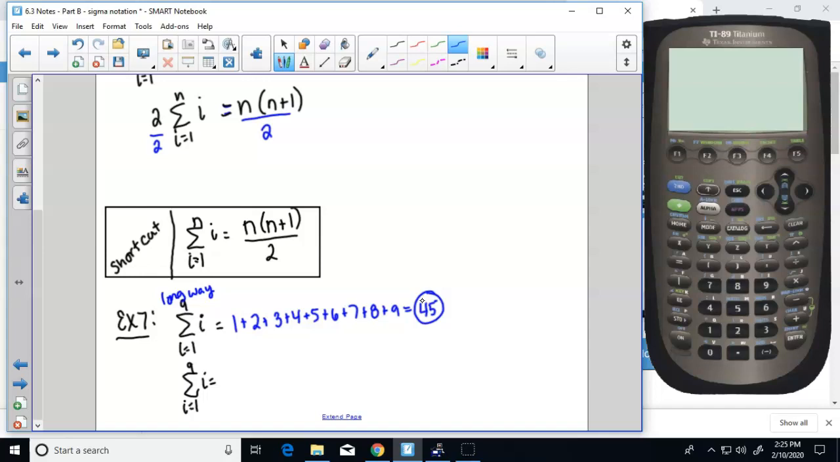Or we could use our new shortcut rule. And our new shortcut rule tells us that we would take n, which n is our 9 right here, and we would do 9 times 9 plus 1 divided by 2. And so that would be 9 times 10 divided by 2, which would be 90 divided by 2, which would give us 45 also.